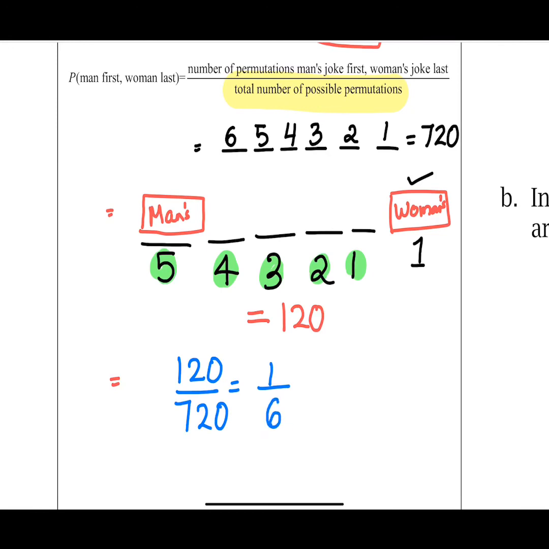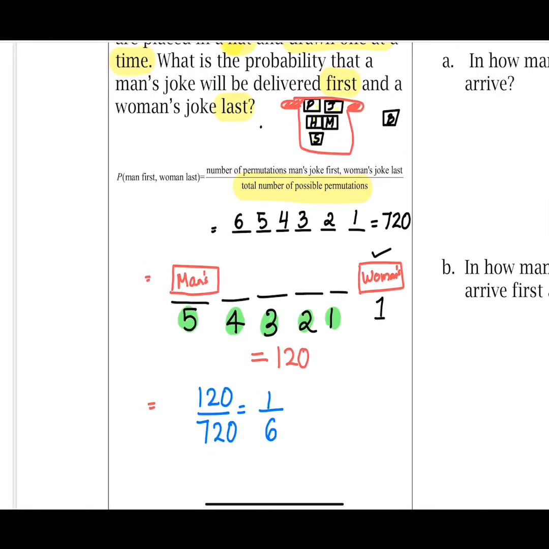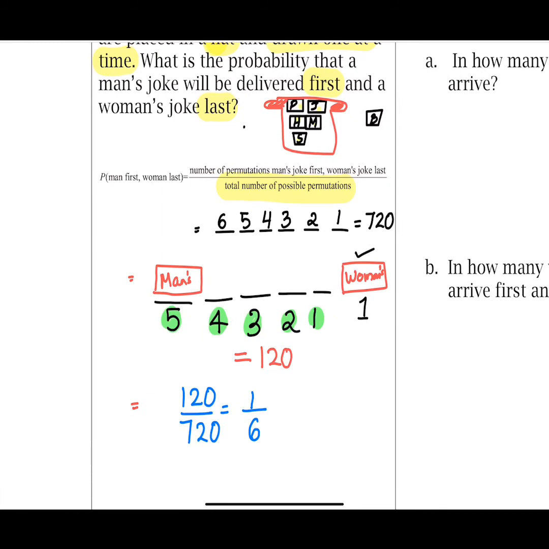Okay? So again, quickly recap. They want the probability of the number of permutations with a man's joke first and a woman's joke last. So you always start with your denominator. The total number of permutations is 6 times 5 times 4 times 3 times 2 times 1, which is 720. And then how many ways can you have a woman's joke at the end? Only one way, because you only have one female. What about the man's joke first? You have 5 men, so that's 5. The remaining is 4, 3, 2, 1.